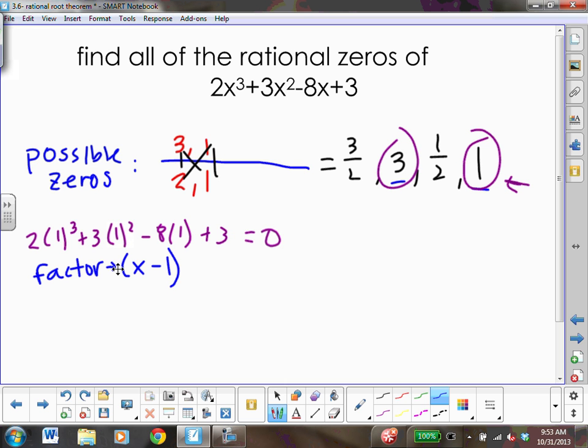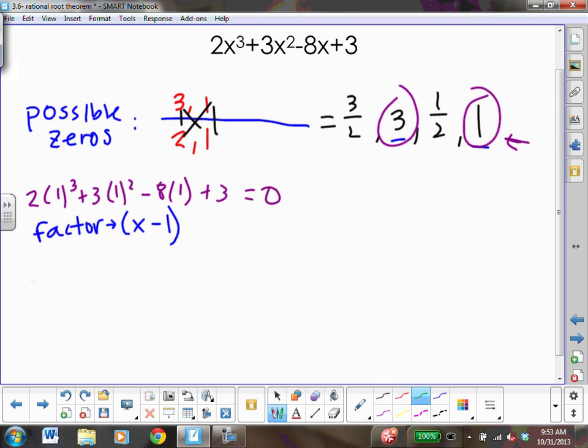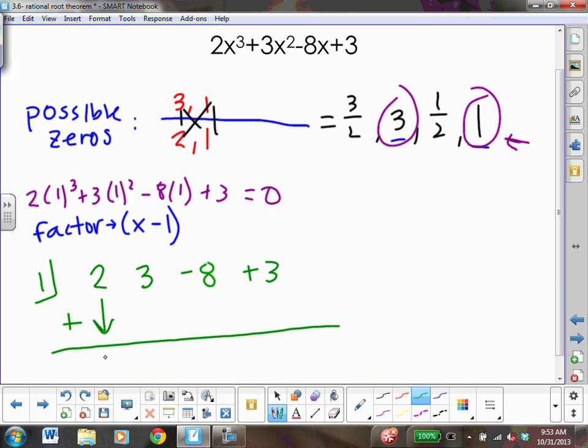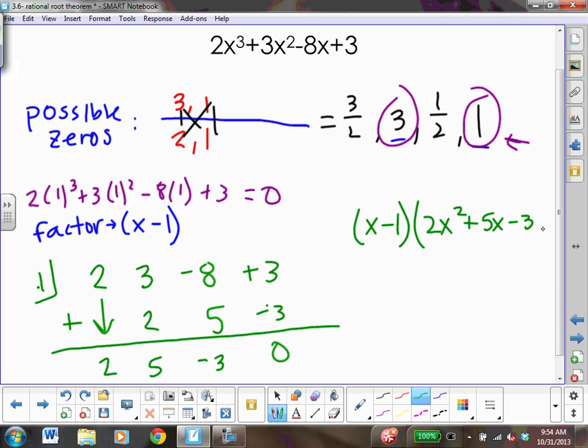Now that I know one factor, I can do synthetic division and figure out the rest. So 1's going to go in my box, and then 2, 3, negative 8, and 3. Drop the 2 down. 2 times 1 is 2. 3 plus 2 is 5. 5 times 1 is 5. Negative 8 plus 5 is negative 3. Negative 3 times 1 is negative 3. Negative 3 and 0. So right now, I'm factored to be x minus 1 times 2x squared plus 5x minus 3.